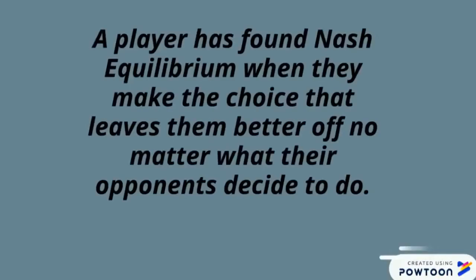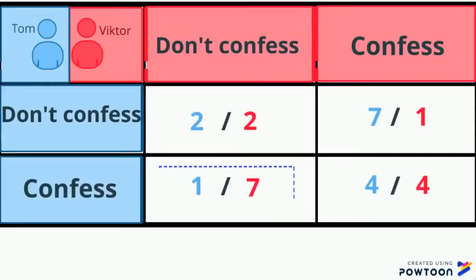A player has found Nash equilibrium when they make the decision which leaves them better off no matter what their opponent decides to do. With that being said, the most suitable solution for Tom is to confess, which makes sense, since either way, if Victor chooses not to confess, then Tom will only spend 1 year, thus making him a winner. Same thing applies if Victor chooses to confess, then Tom will spend only 4 years rather than 7. And this is game theory's solution for both of them to choose to confess.